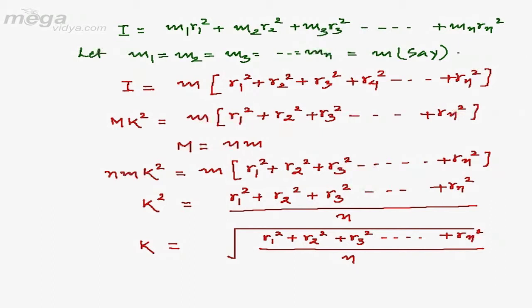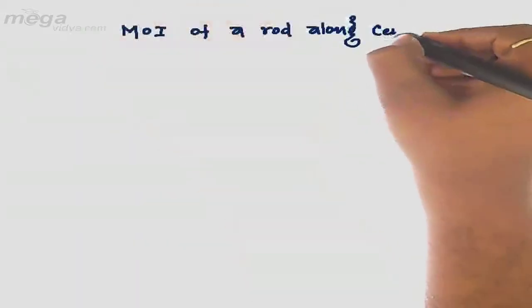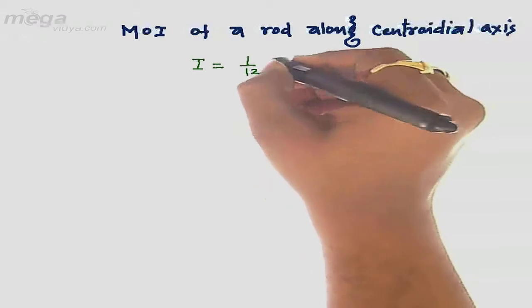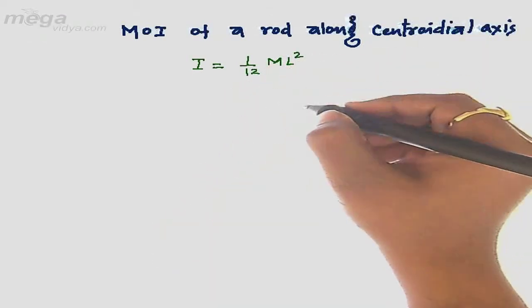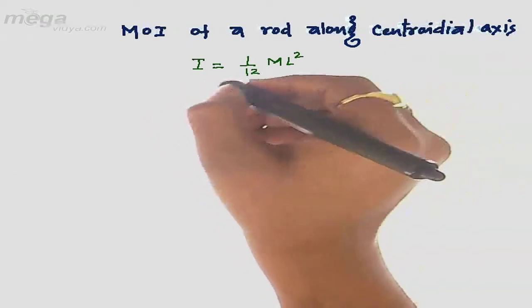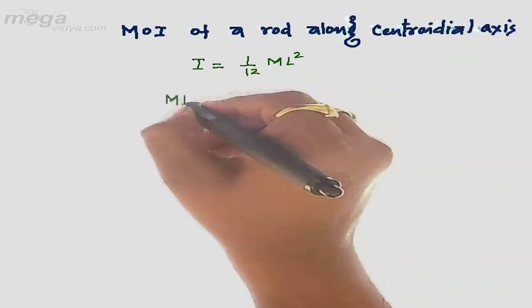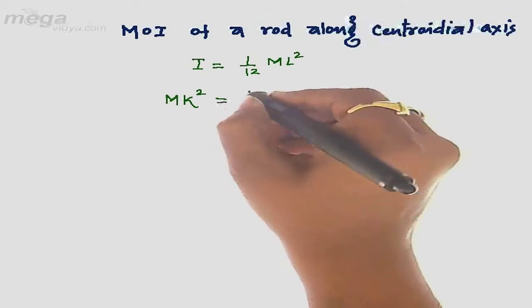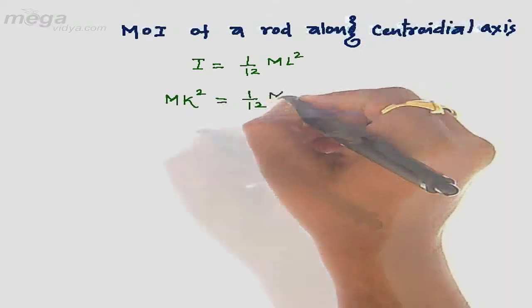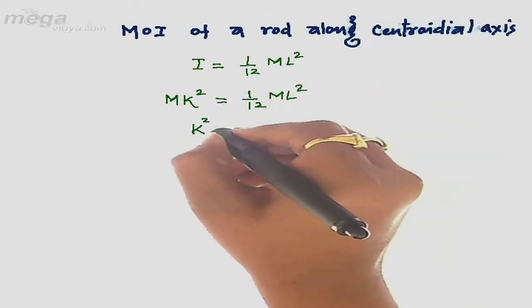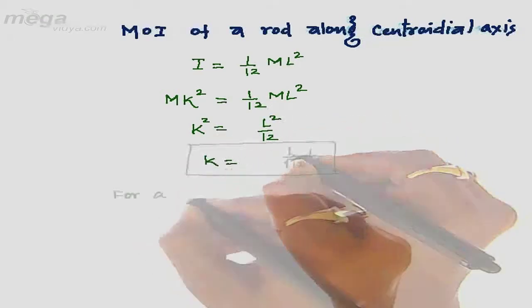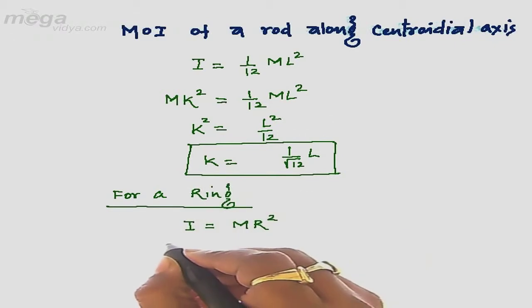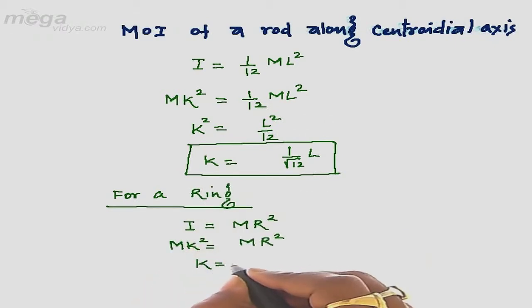For example, since the moment of inertia of a rod along the centroidal axis is 1 upon 12 ml square, we have to calculate the radius of gyration. We can see I can be taken as mk square, which will be equal to 1 upon 12 ml square. So k square will be equal to L square upon 12. K will be equal to L upon root 12. For a ring, mk square, so k can be written as equal to r.